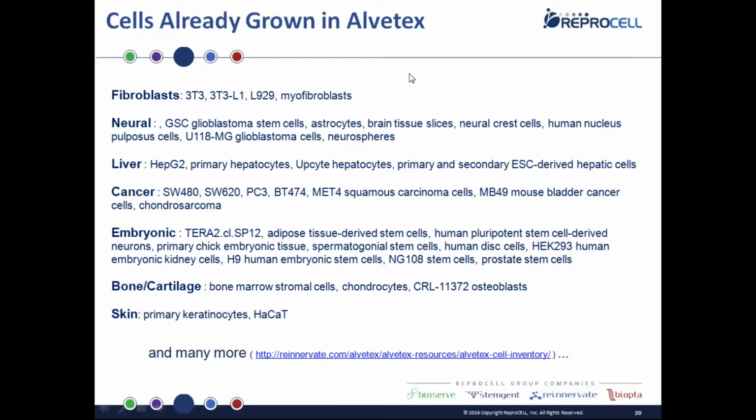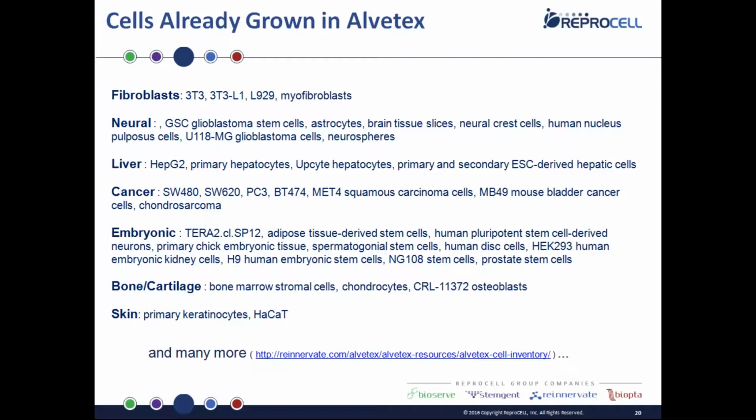There we go. Right. In terms of cells which we know grow in Alvetex, because that is a question we get quite often from customers who go, well, I've got such a type of cell, is it going to work? We have grown personally in R&D, myself and a lot of other people, quite a lot of cell lines, and a lot of them take to it. We've had one cell line that didn't like it.